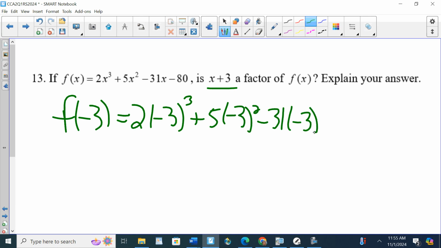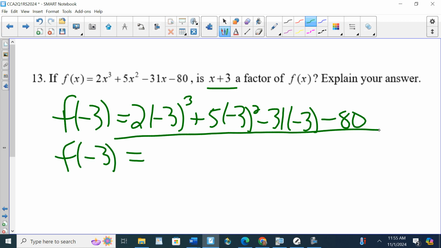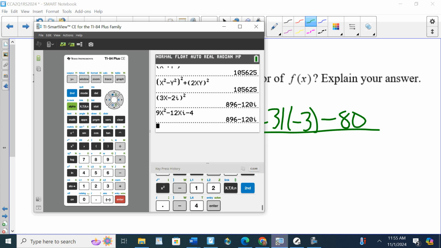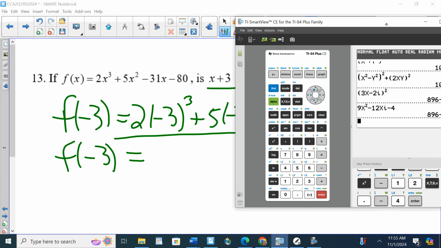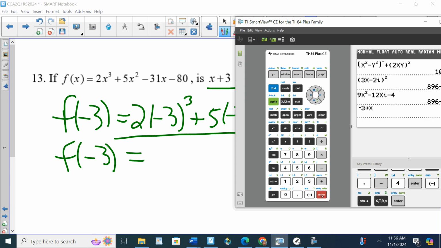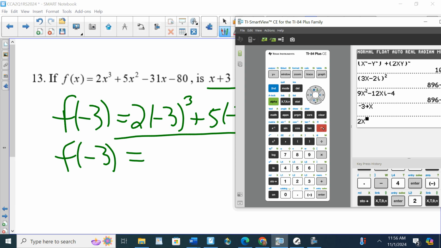I can do this with storing. I can do it without storing and just typing in parentheses. But I do need to show the work of that. I do need to see that work on your paper. I like to do it with storing. So I'm going to do negative 3 store as x. That way I don't have to worry about the parentheses or anything. But it doesn't really matter.